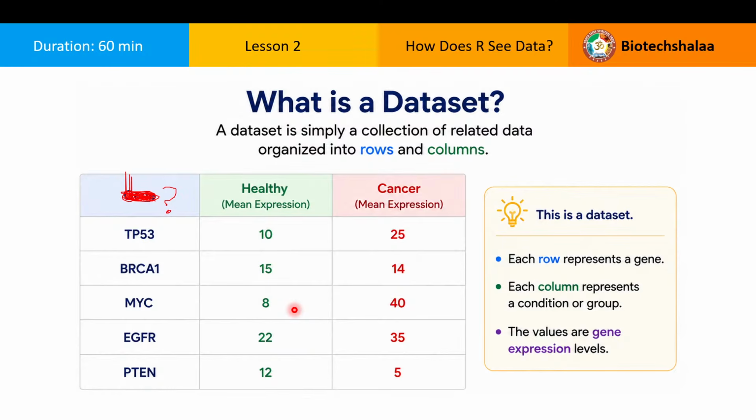To a computer, it looks like this is the first column which contains text, this is the second column which contains numbers, and this is the third column which again contains numbers. That's all. So the computer has no idea that this TP53 is a famous gene which is involved in cancer. This is a very important lesson here, that a computer does not understand biology, it only understands the data.